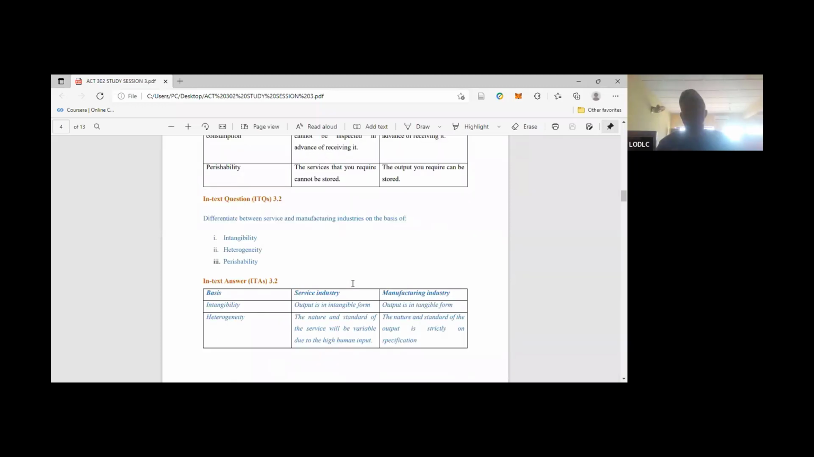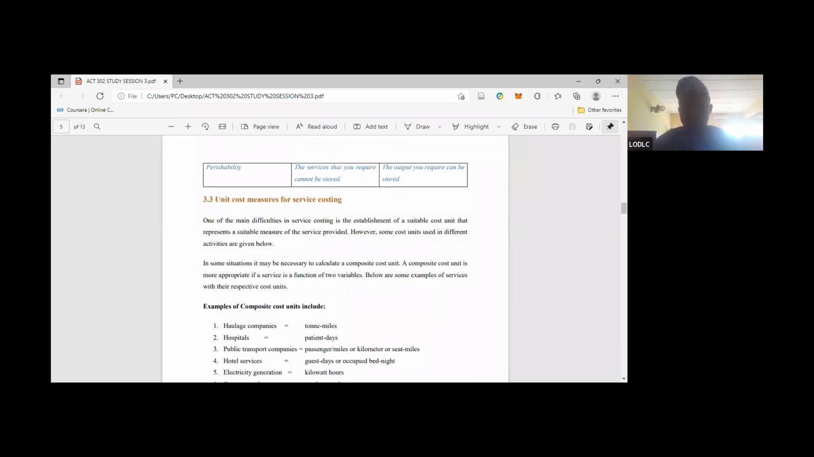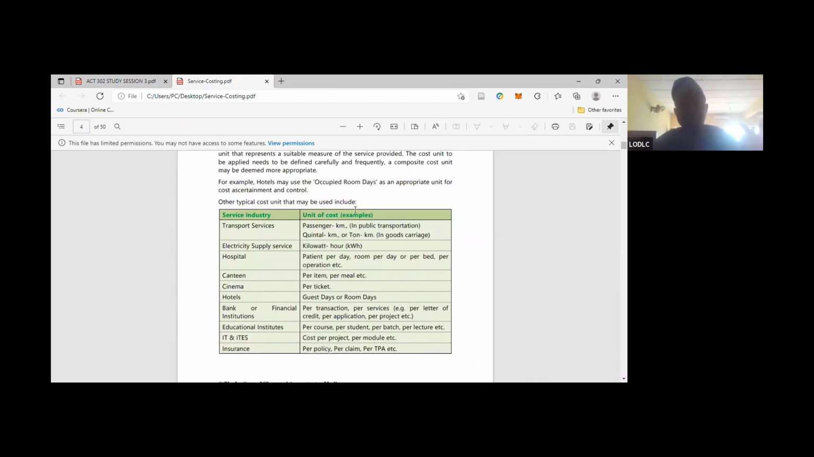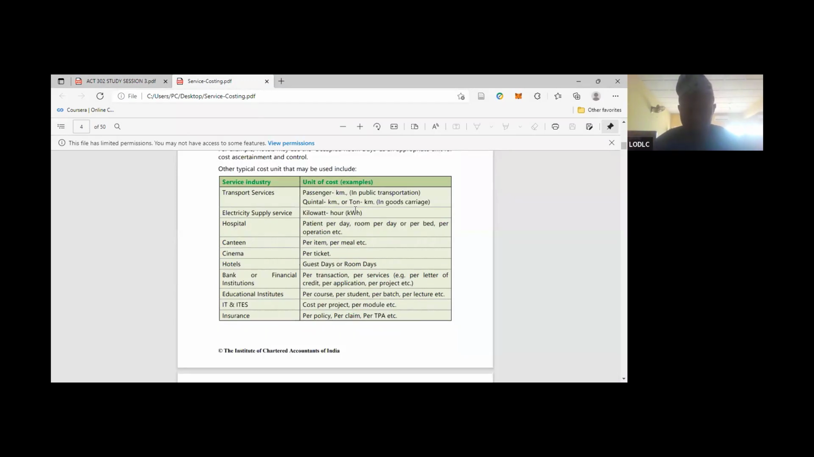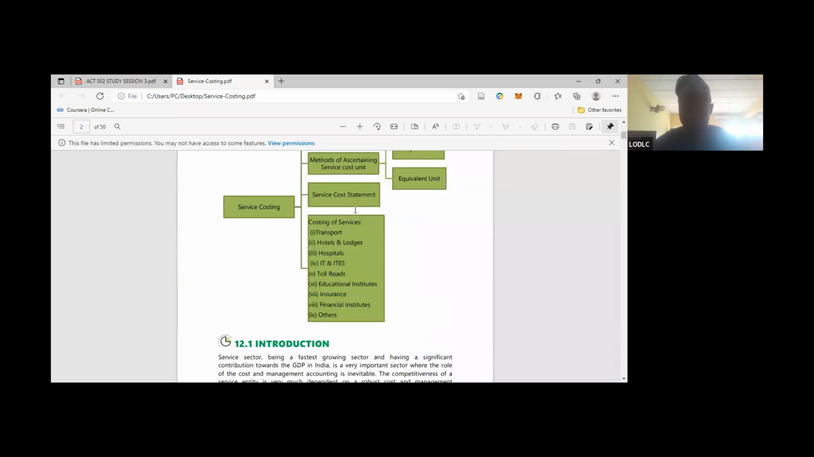So, the unit cost for service costing. When you are talking about unit costs, one of the things that will come to your mind is, are they talking about the measurements in services? I made mention of transport services. I made mention of electricity supply service, IBDC. I made mention of the hospital industry. I made mention of hotels. We have IT, we have insurance, we have cinemas, we have canteens. What exactly is the unit of cost for these industries? So that is what we are interested in.